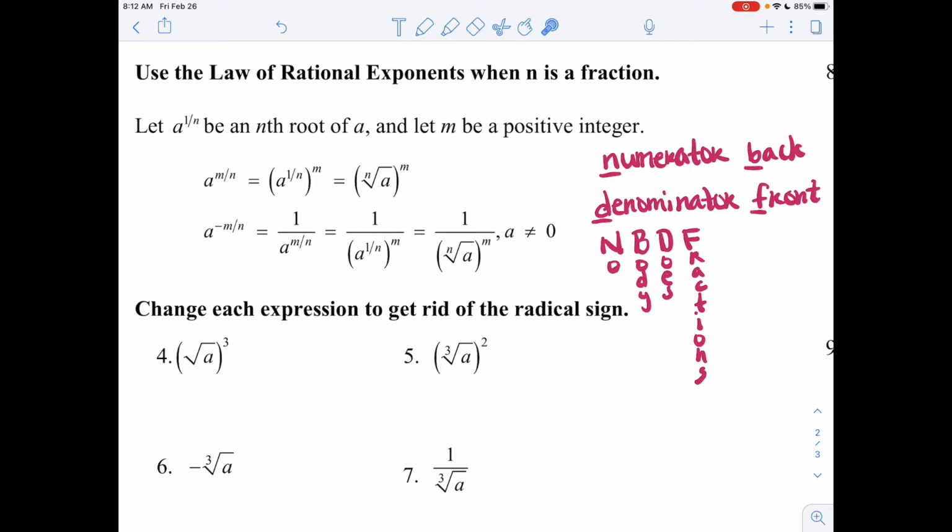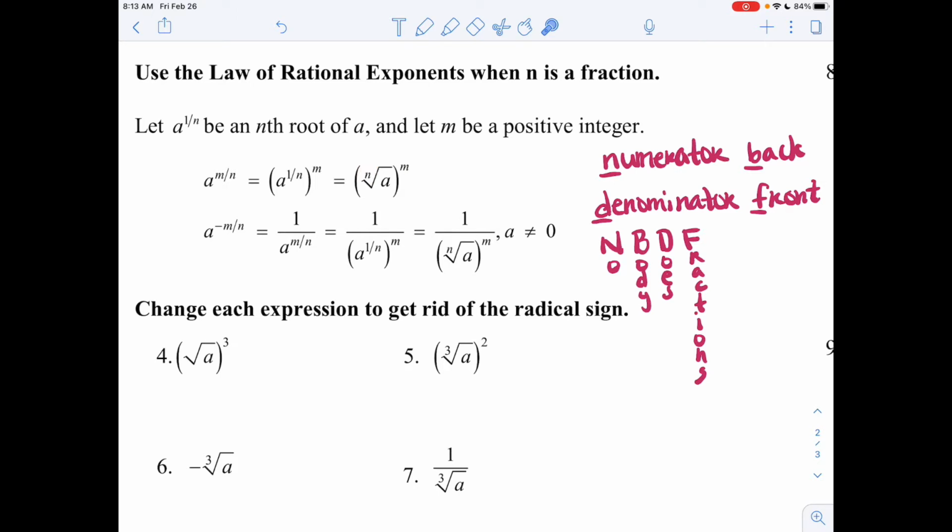Our m value is our numerator, and our n, which we're familiar with as the index, that is the denominator of our fraction. And so in order to help you remember how to rewrite these, you might want to think about the following saying: numerator back and the denominator in the front. So notice that the numerator, the m, is in the back behind the root. The denominator, the n value, is in the front. And to help you remember that, think of this little phrase: nobody does fractions.